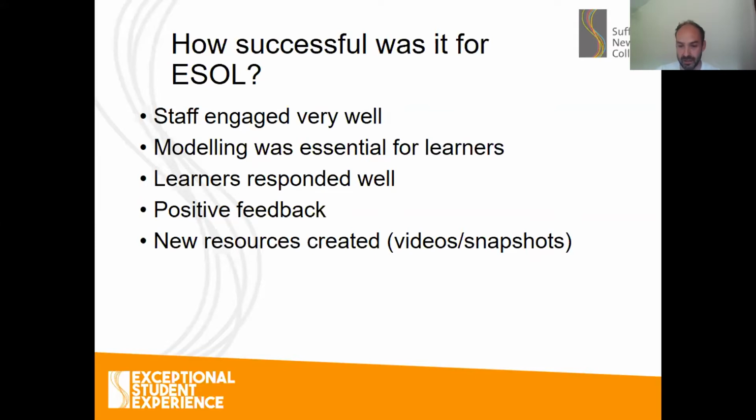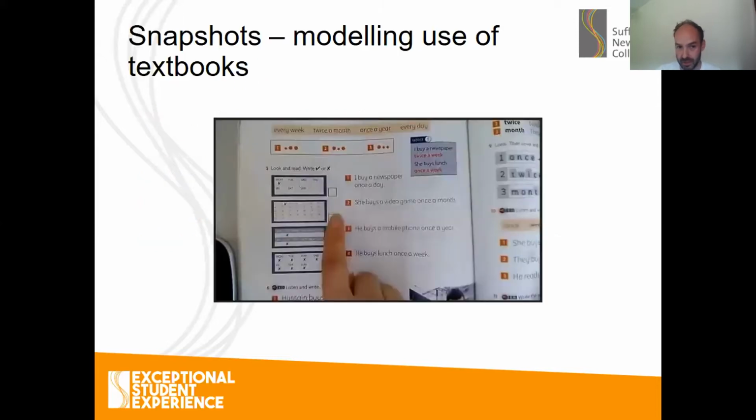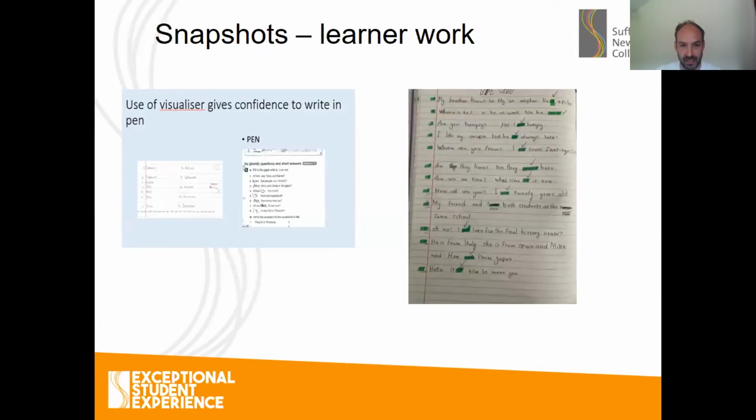The staff engaged really, really well. It is a smaller team than the maths team, but they took it upon themselves, and a couple in particular really engaged well. The modelling was essential, as I've said, with holding a pen. Learners gave lots of positive feedback, and they really enjoyed having the demonstrations live projected onto a board. They were also able to create new resources and video snapshots, for example going through a textbook and reading left to right and all of those things that we take for granted.